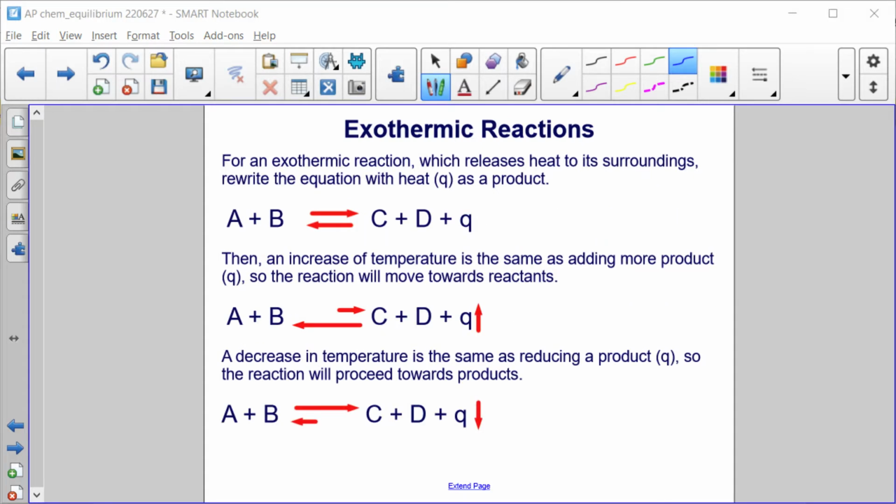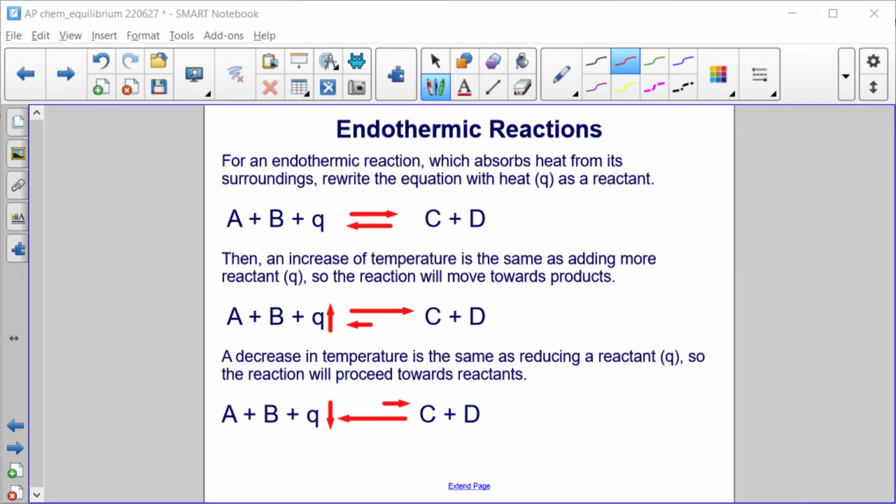Here's a closer look at exothermic reactions. For an exothermic reaction which releases heat to its surroundings, rewrite the equation with heat Q as a product, which we see here. Then, an increase of temperature is the same as adding more product, so the reaction will shift toward the reactants to consume that addition of heat. A decrease in temperature is the same as reducing a product, so the reaction will proceed toward the products in order to counteract that decrease in temperature.